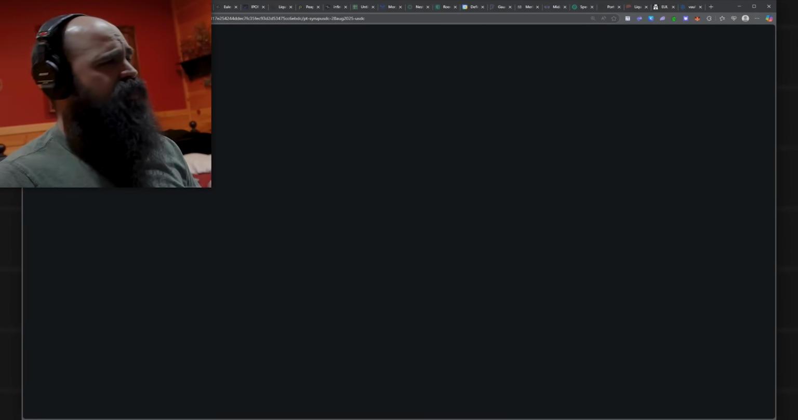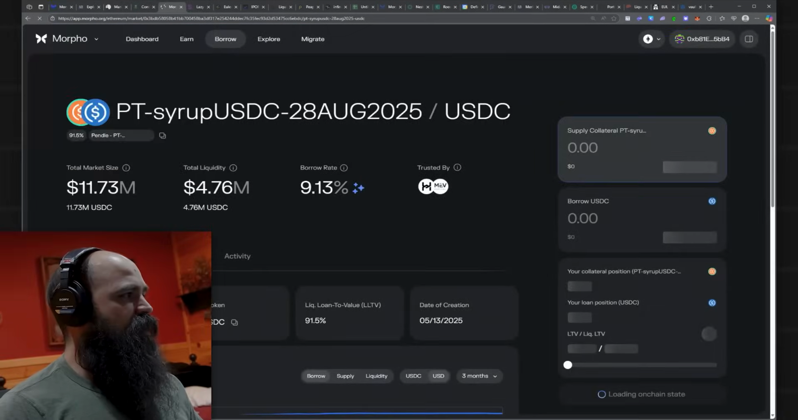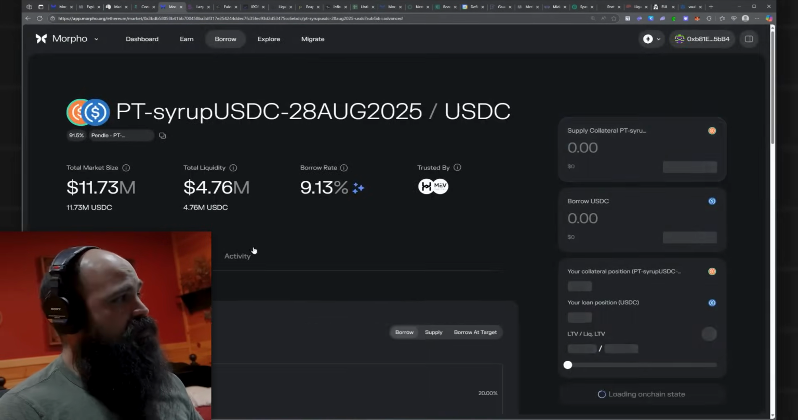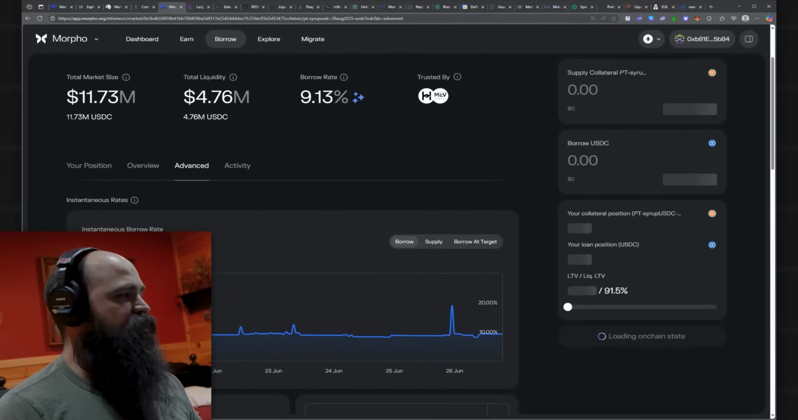And one thing to know here is that they'll show you the average APR. If you want to know what the APR is right now, go to advanced and look at the instantaneous. So you'll see the instantaneous is actually higher than the borrow rate.